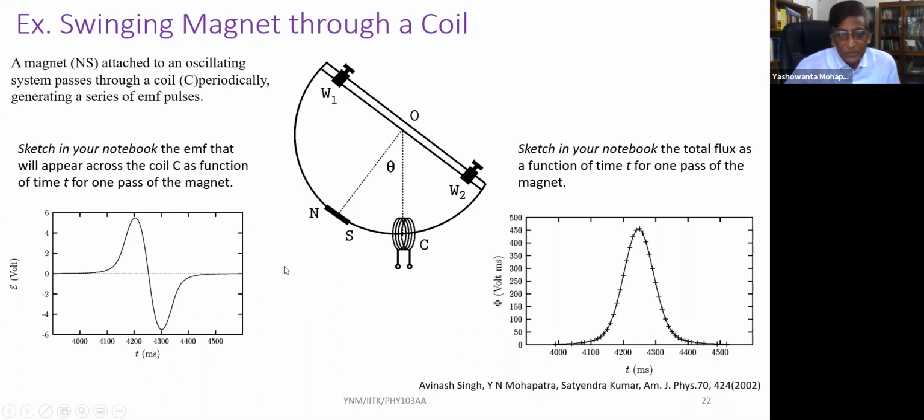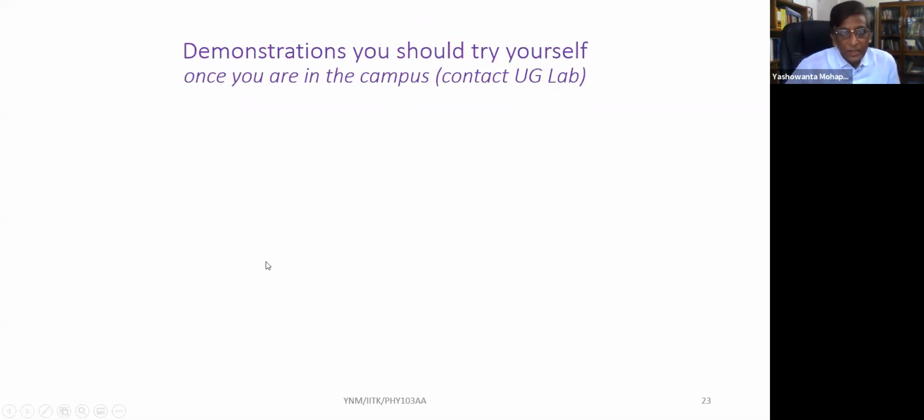We have asked this many times. Okay, so you'll be doing this experiment in the Physics 101 lab in an automated system designed by us. We have a couple of demonstrations also in the UG lab. So once you are on the campus, you should contact the UG lab and actually do those experiments yourself, not somebody showing you. You should ask somebody and play around with the demonstrations.